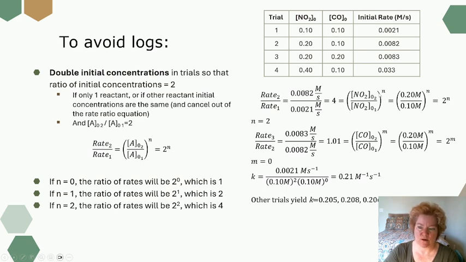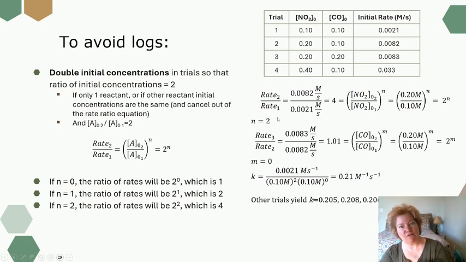So we know it's second order, but that's okay. Keep going on. The ratio of NO2 is 0.2 to 0.1, or 2 to the n. 4 is equal to 2 to the n, so n has to be 2. 2 squared is 4. So I know now that the order with respect to NO2 is 2.